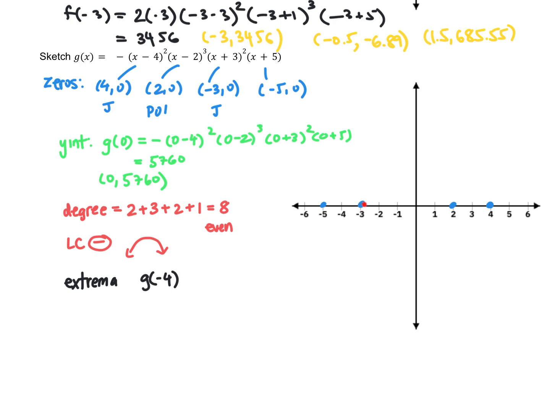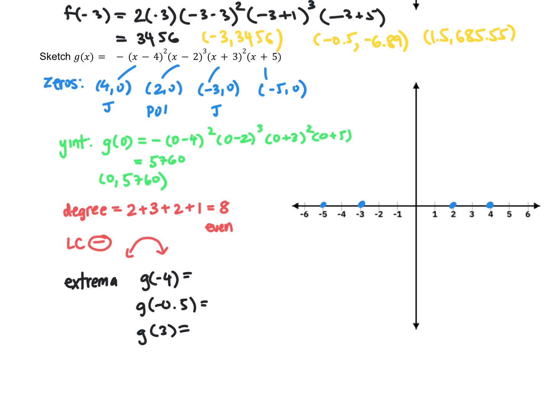I also need a value between -3 and 2. If I add those, I get -1, cut in half, -0.5. So I need to evaluate that. And then between 2 and 4 is 3. So these are the 3 values I need to evaluate to get those local or absolute max and mins.